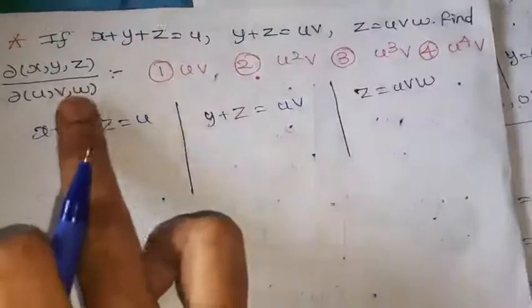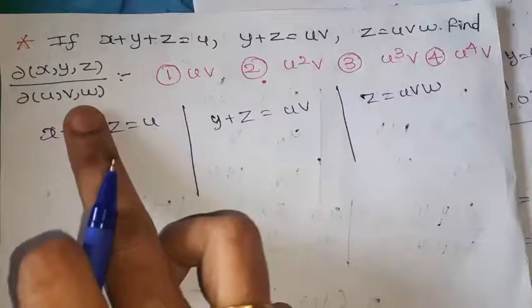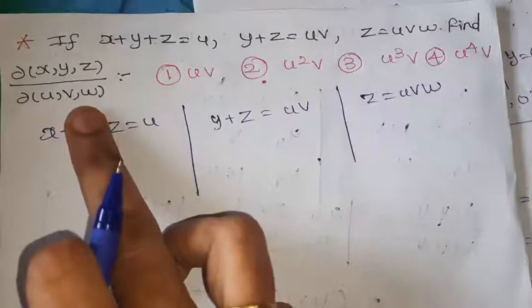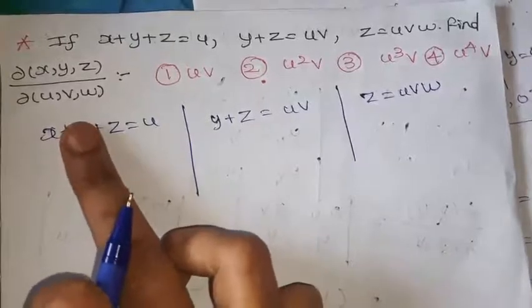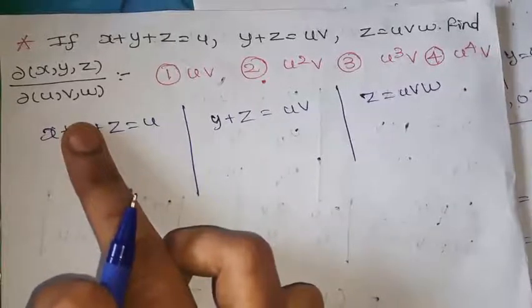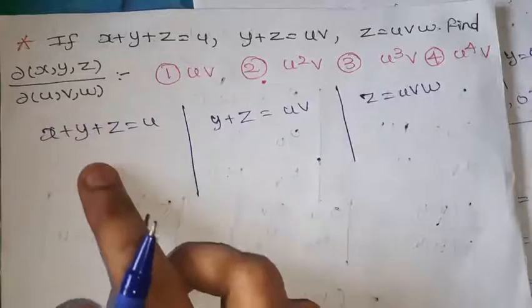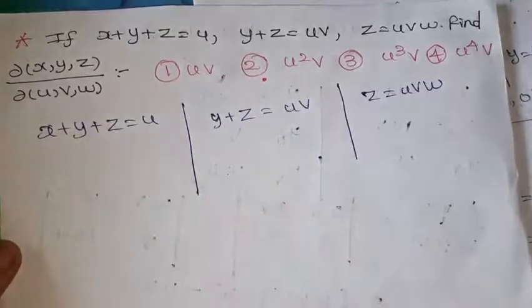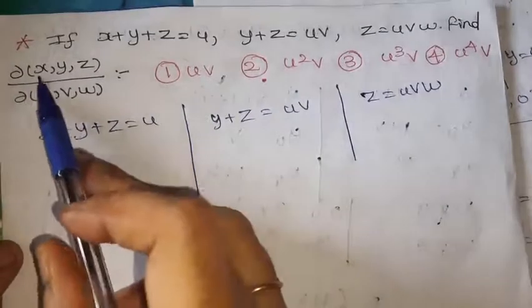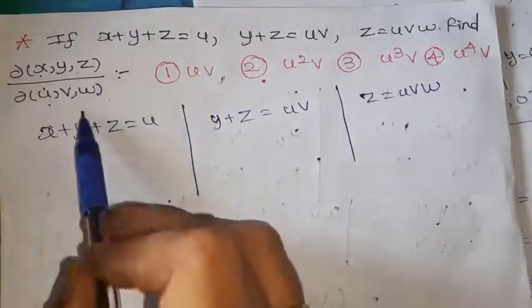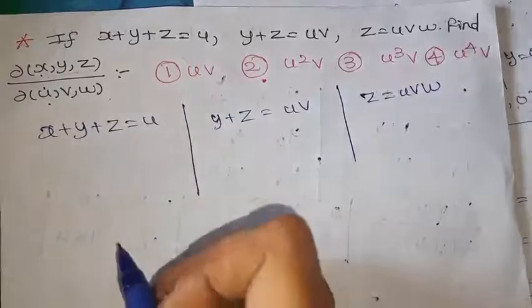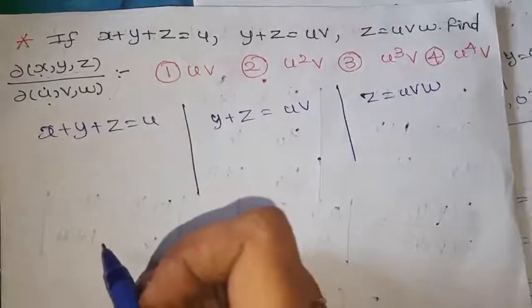So we need to find out the ∂(x, y, z) divided by ∂(u, v, w). So we need to find the x value, and x, y, z should be dependent on u, v, w. X, y, z dependent on u, v, w, okay. Before going to that, we need to do one simplification.